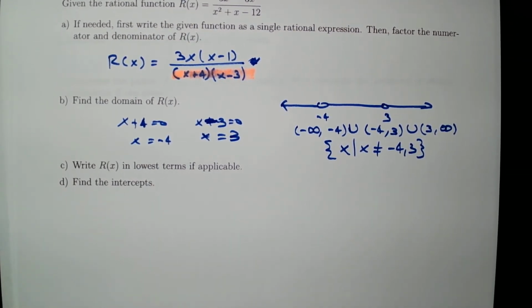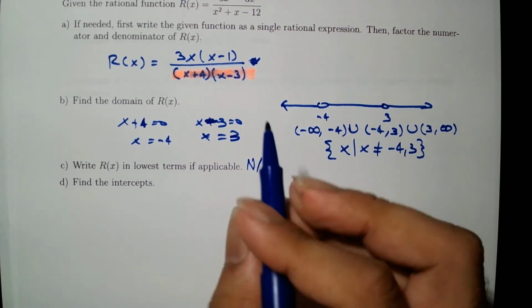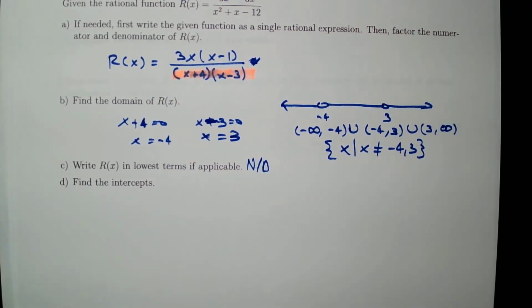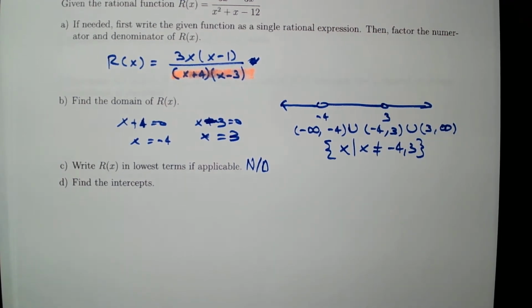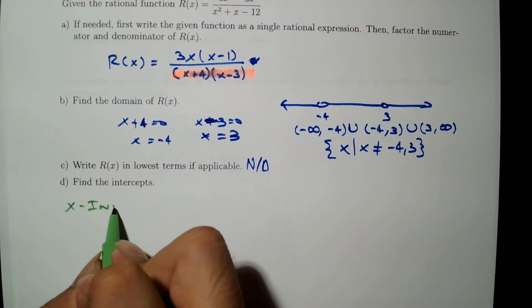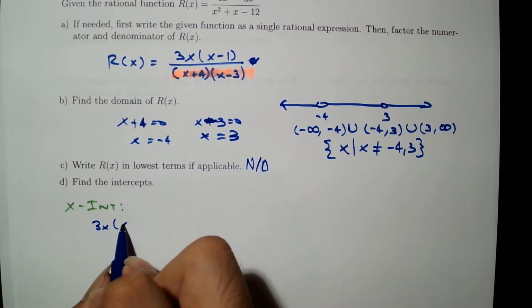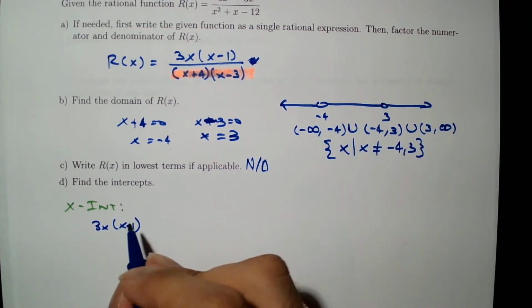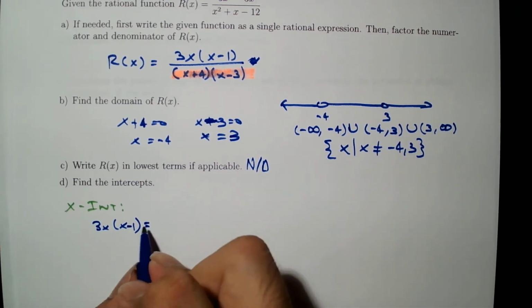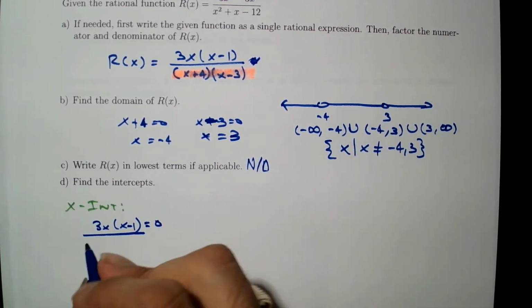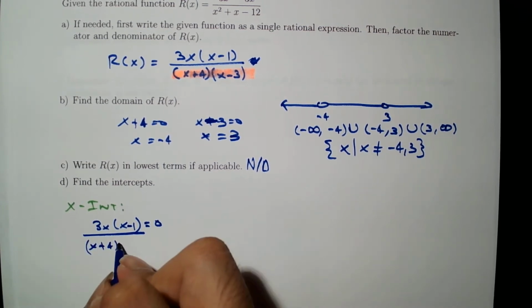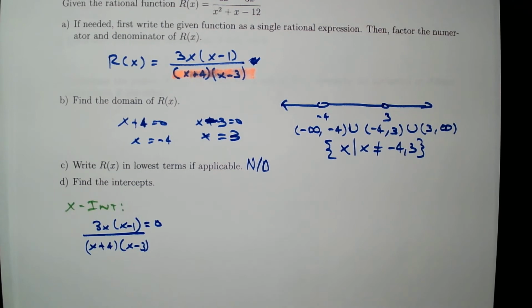Write r of x in lowest terms if applicable. Well, in this case, not applicable. There's no common factors that divide out. Again, those are going to come soon. Actually, I think it's going to be the next example. Find the intercepts, x intercepts and y intercepts. So x intercepts: set the function equal to 0 and solve the equation for x.